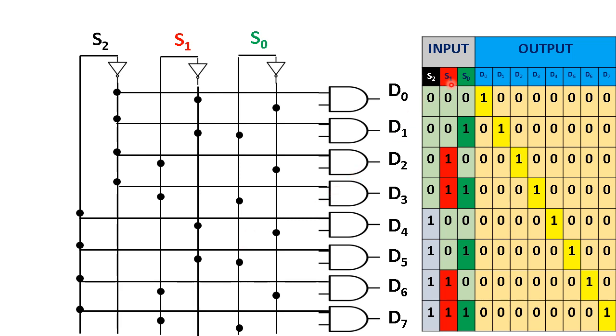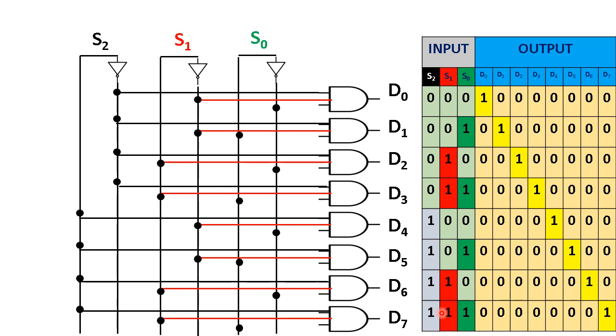Now when you observe the next column S1, you can see in the first 2 rows it is 0. That's why for D0 and D1 we will pass its complemented form. In the next it is 1, so for D2 and D3 we will pass its uncomplemented form. Again we will have zeros, so again the complemented form of S1 will be passed, and for the last rows we will pass its uncomplemented form.